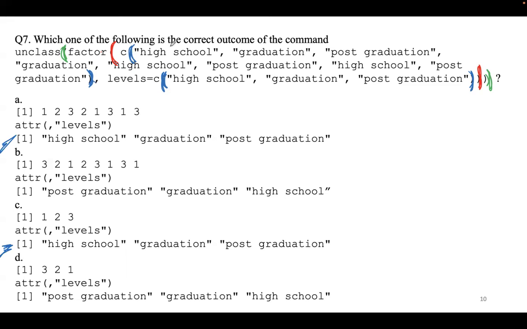Basically, it's going to write the elements in terms of their level numbers. High school is level 1, so you get 1 here. Then graduation is 2, so you get 2. Then post-graduation is 3, so you get 3. Then graduation is again 2, so you get 2. High school is 1, you get 1. Then post-graduation, then high school, and then post-graduation again. So A is the right answer.